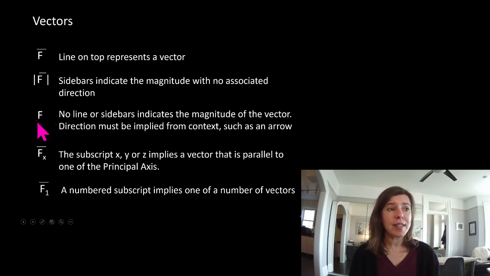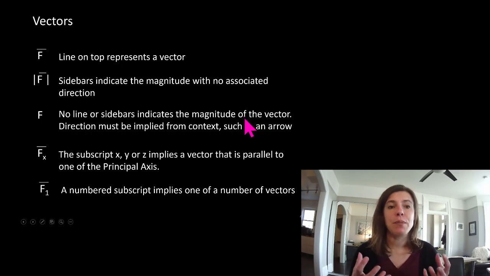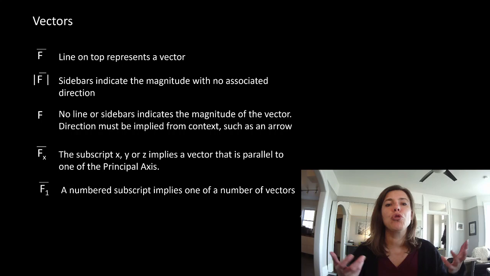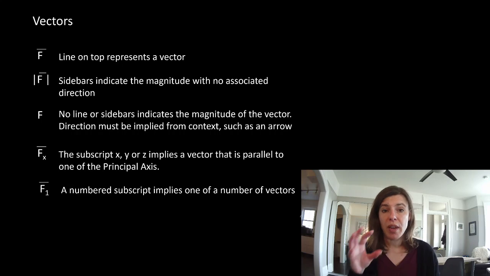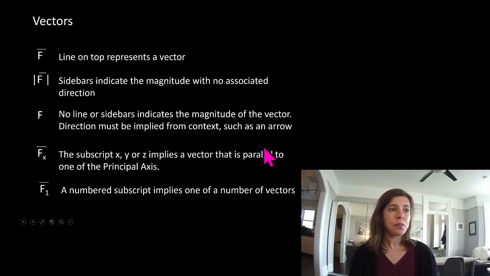If you see just the value with no sidebars, it indicates the magnitude of the vector. Direction must come from somewhere else. We need a direction to have it be a vector, so often we'll draw it as an arrow. If you see a value with an arrow, that's still a vector because the value is the magnitude and the arrow gives us our direction.